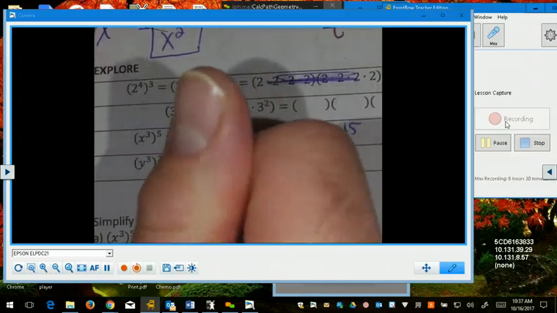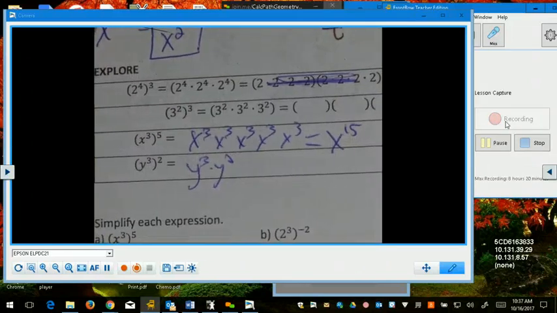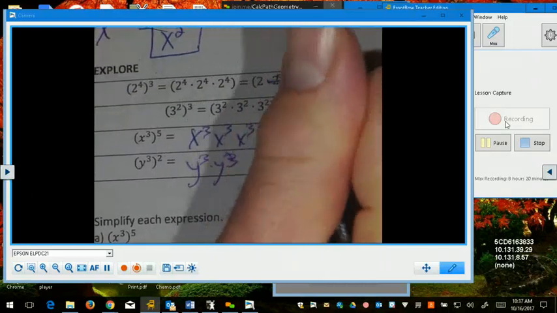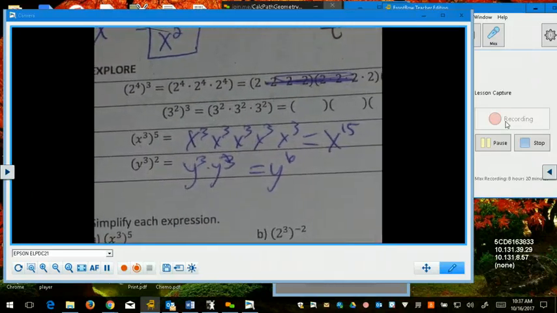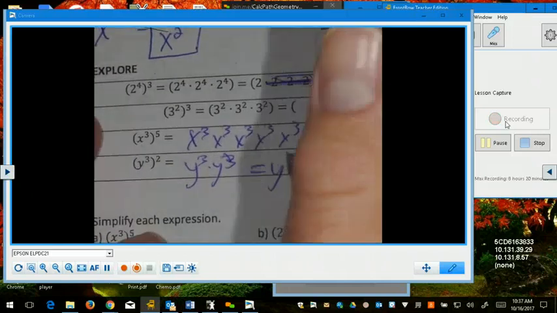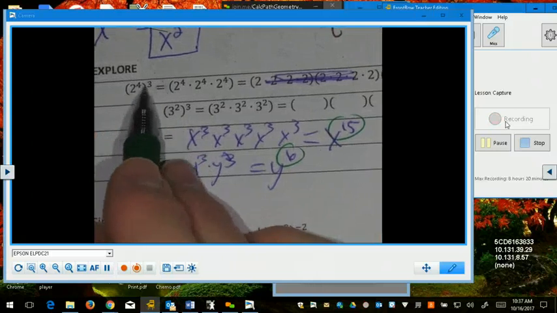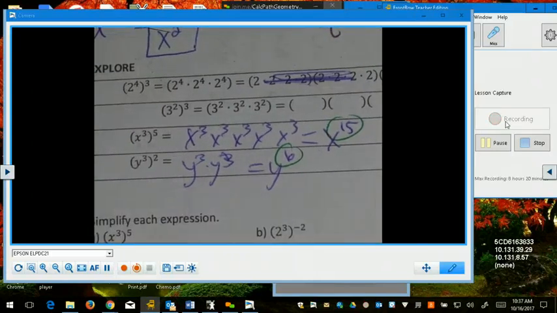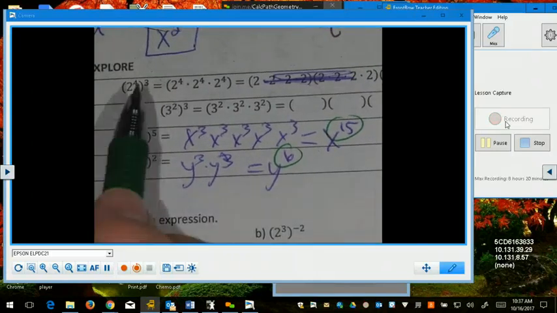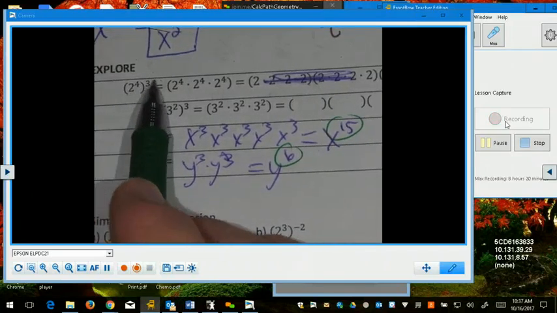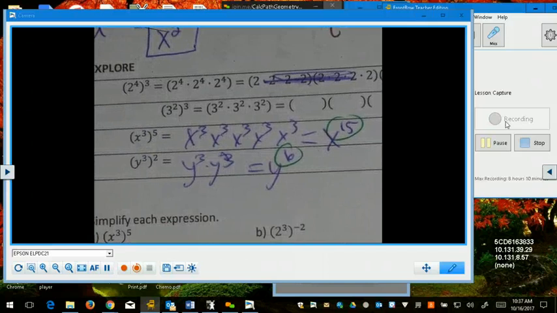Y cubed squared, y cubed times y cubed, 2 factors of y cubed. Well, that's just y to the 6th. How could I get this last exponent using the exponents in the original problem? Yes, Carly. Multiply them. When I have a power on top of a power, an exponent on top of an exponent, I'm just going to multiply the exponents.